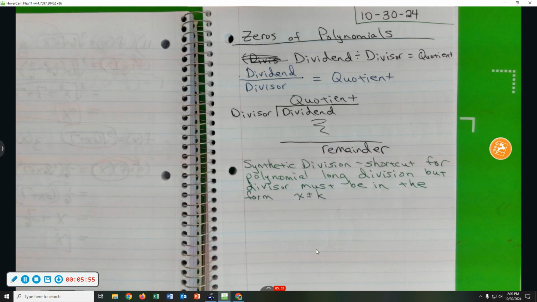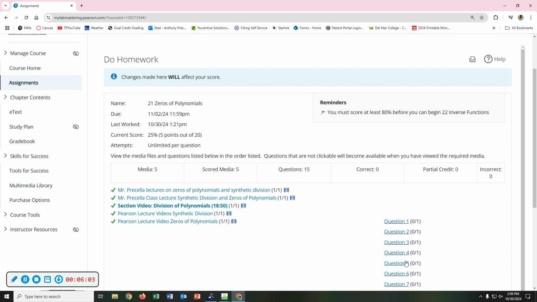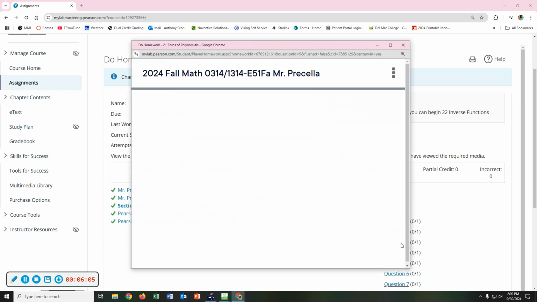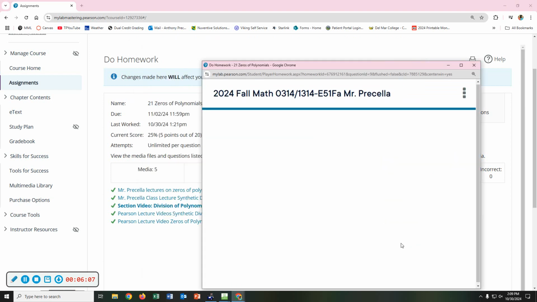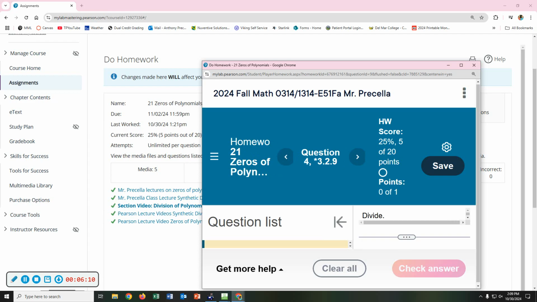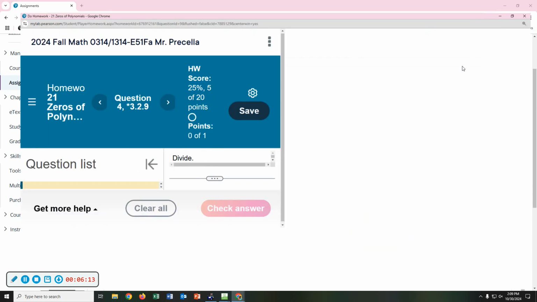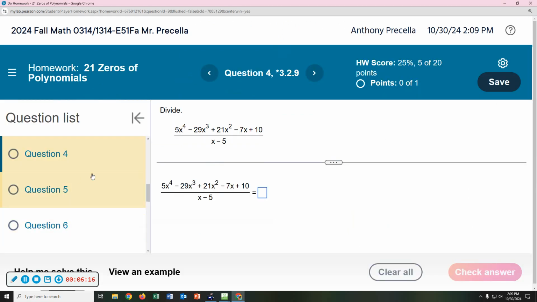And I think the best way to see synthetic division is just to look at an example. So I want to start off with number 4. Yeah, I'm jumping around a little bit here. Okay. There it is. And I want to start at number 4. Let me write this problem down. This is number 4.